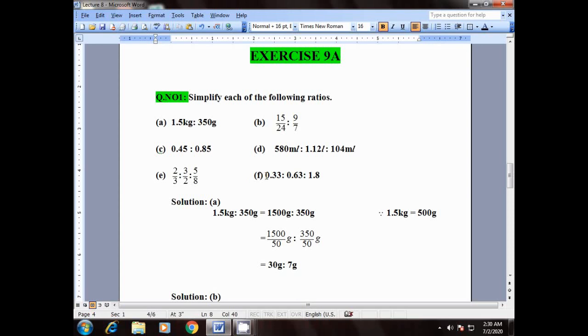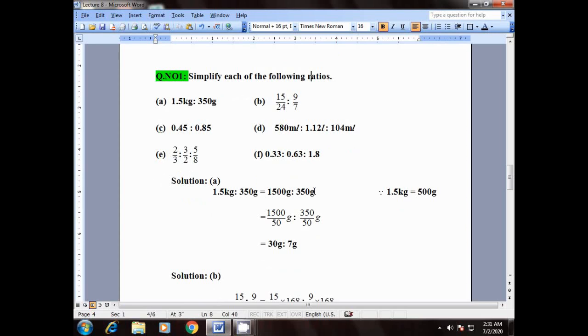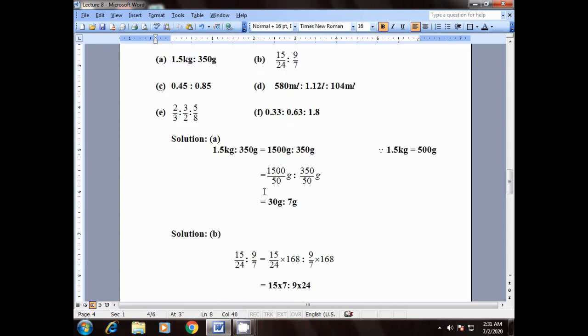And then in the last part of this question number 1, we have given three quantities in the form of decimals, 0.33 the first quantity, ratio 0.63 second quantity, ratio 1.8 the third quantity of the question. Let's solve the first part of the question. 1.5 kg ratio 350 gram.